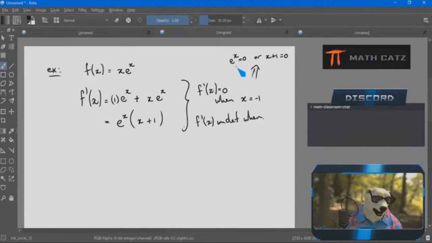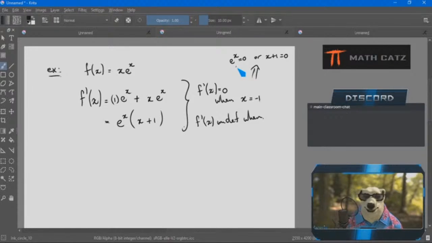When is e to the x equal to 0? Is my question to you. When is e to the x equal to 0? If I have a product, then I have to check each one of those factors, right? And whenever any one of them equals 0, that's an x value that I need to list. And I need to make sure I have all the x values. If I miss one, my table is going to be messed up. Everything is going to be messed up.